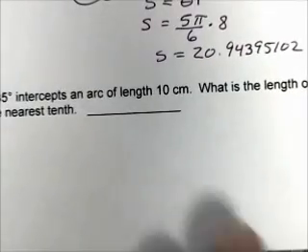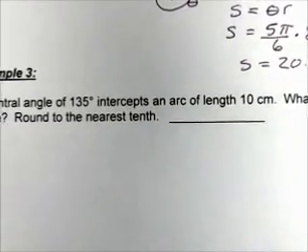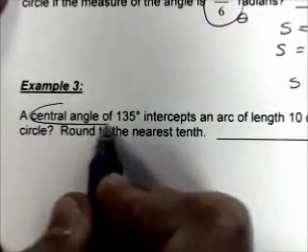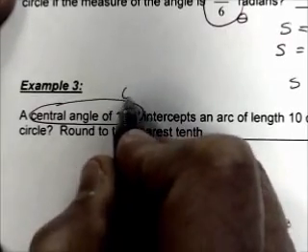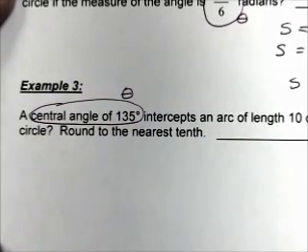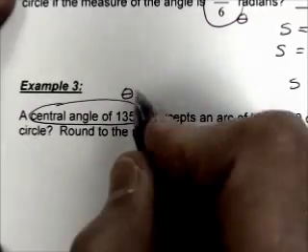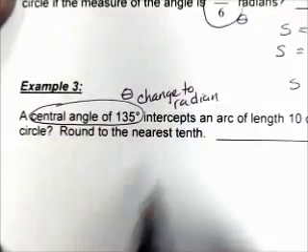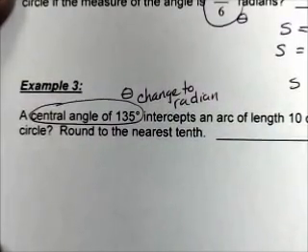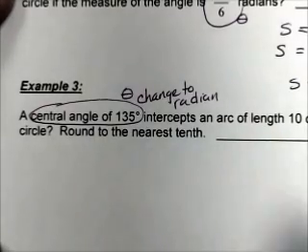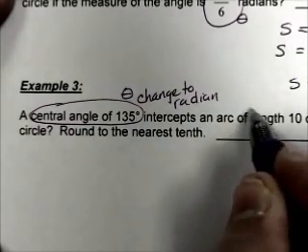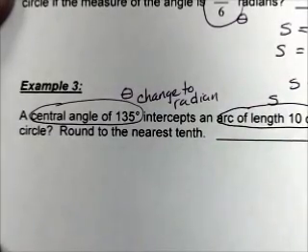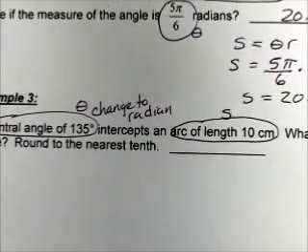In our next example, a central angle of 135 degrees intercepts an arc length of 10 centimeters. The central angle, 135 degrees, this is our theta value. But remember, we must change to radians. Your central angle value always needs to be in radian measure. It intercepts an arc length of 10 centimeters, so our arc length is 10. This is our S value. What is the length of the radius of this circle? Round the answer to the nearest tenth.